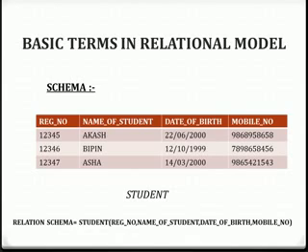So whenever you have to write a relation schema for a particular relation, this is the format that you have to follow. That is, you write the name of the relation, and in the bracket you write the name of all the attributes with commas. Okay, so this is the basic format of relation schema.